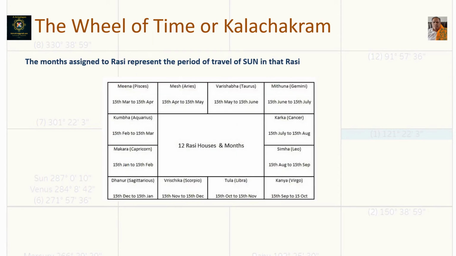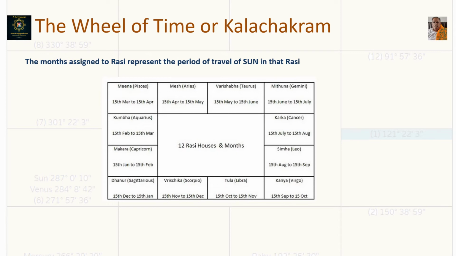Okay, one important thing is called Kalachakram. As I told you earlier, this is always of a fixed nature. So Mesha Rasi is number 1 in the Kalachakra, Vrishabha Rasi is number 2, Mithuna Rasi is 3, 4, 5, and it goes like that. From 15th April to 15th May, the sun travels in Mesha Rasi. That is very, very important.